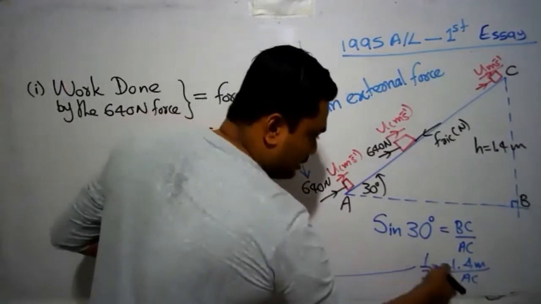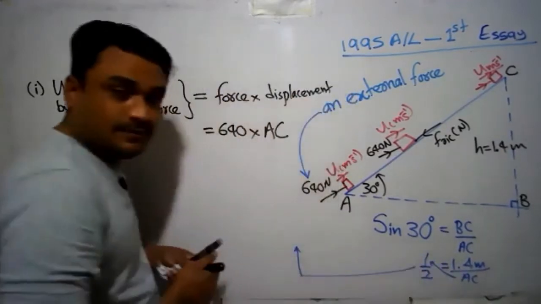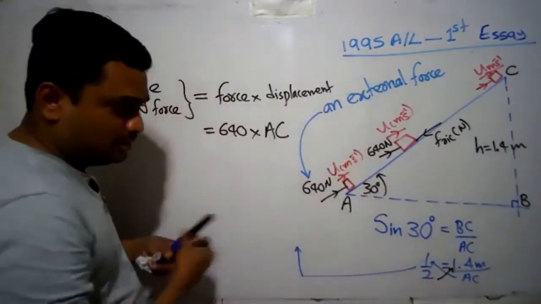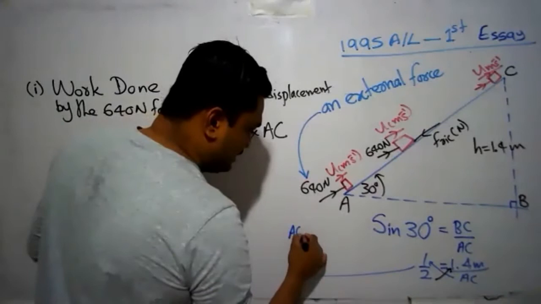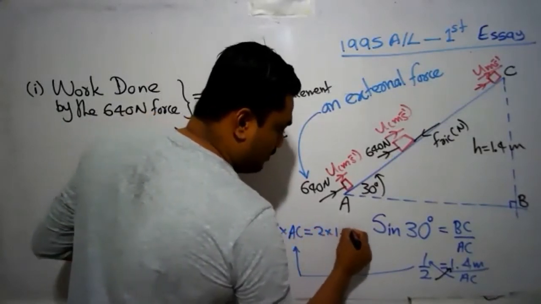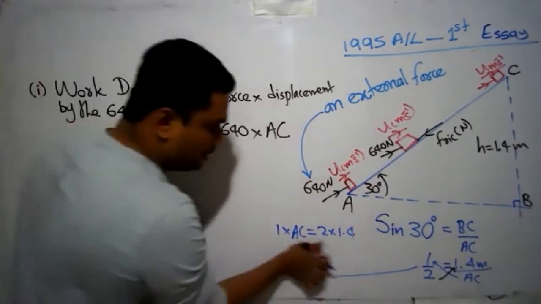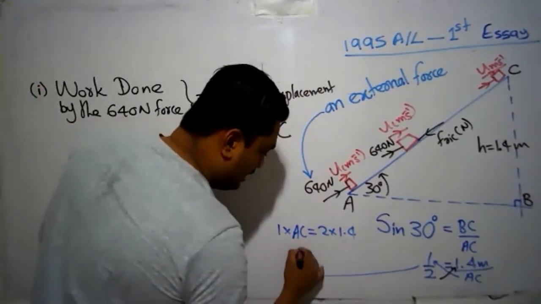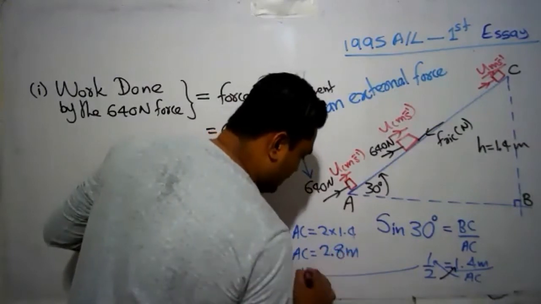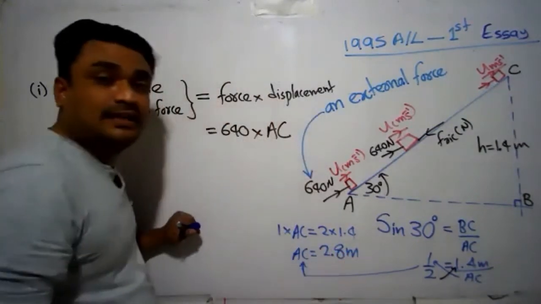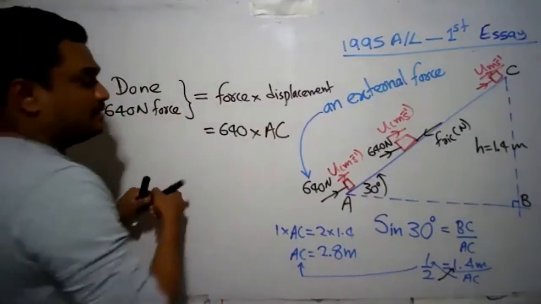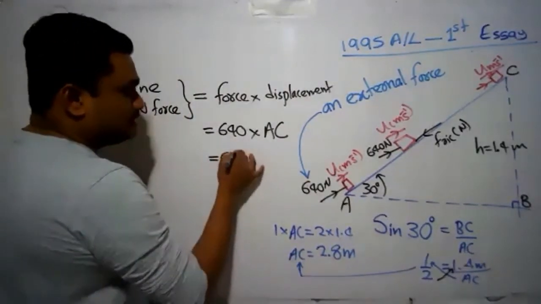If you take AC to this side by cross multiplication, and take 2 to the other side, you will get 1 into AC equals 2 into 1.4. So the AC length is equal to 2.8 meters. First of all, we have to find the length of the AC inclined plane. After that, we can put that value here.